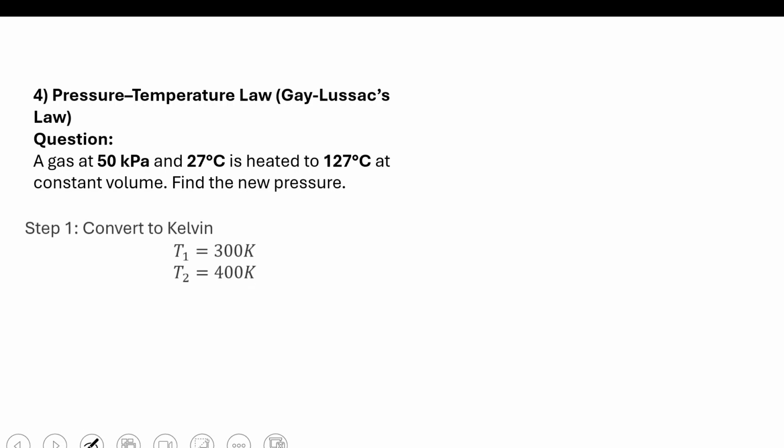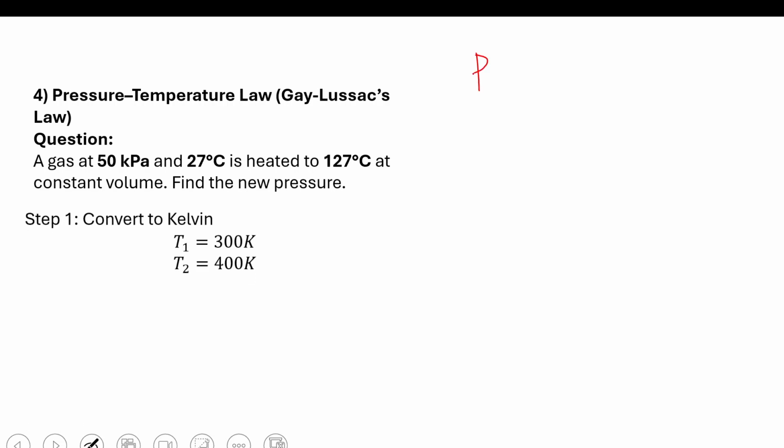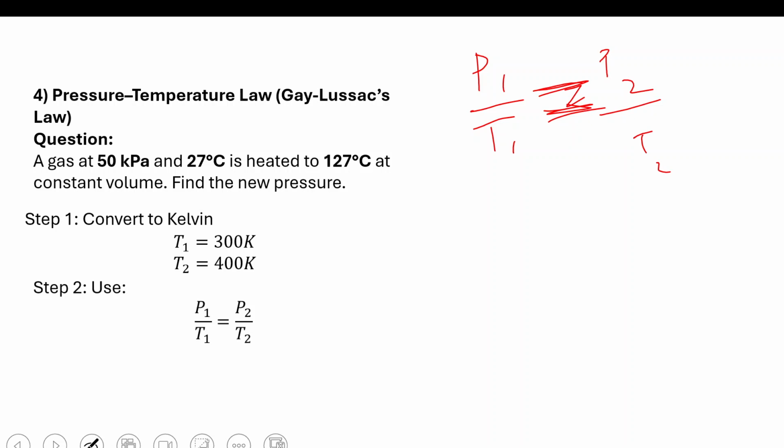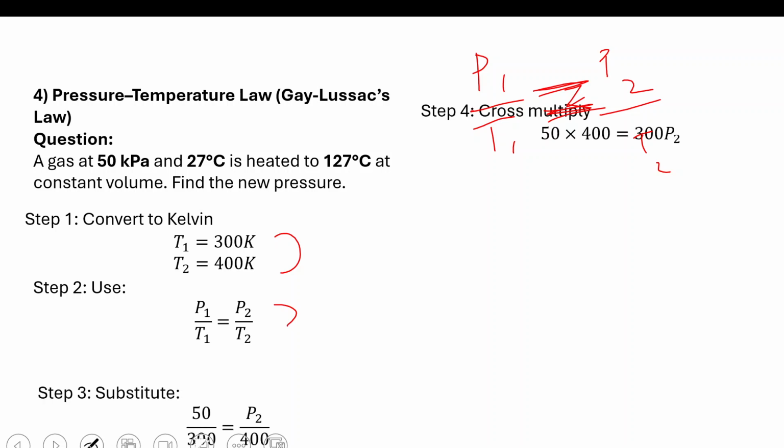That one has to do with P1 over T1 is equal to P2 over T2. This is an equal sign here. All right. So first of all you write out your parameters and convert to Kelvin. Then this is the formula. You plug in the values, you cross multiply, and you get P2 as 66.7 kilopascal.